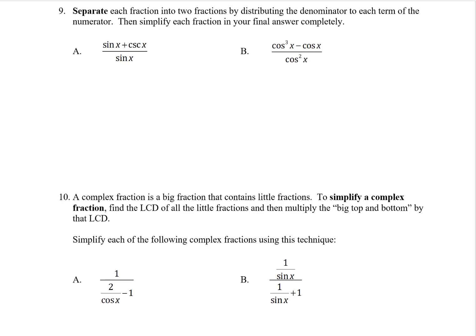Problem number 9. So the directions say we have a single term on the bottom and we want to distribute that single term to both of the pieces on the top. In other words, we want to split up the fraction: sine x over sine x plus cosecant x over sine x. And then after doing that, we want to simplify each fraction.